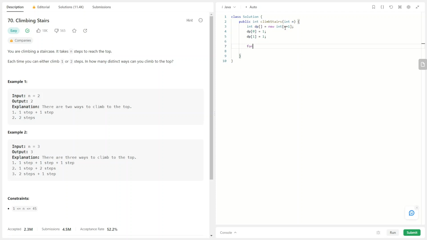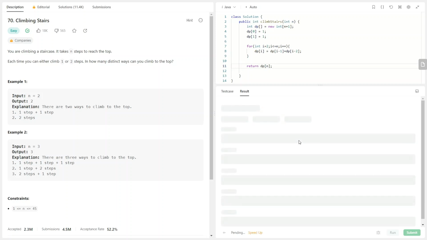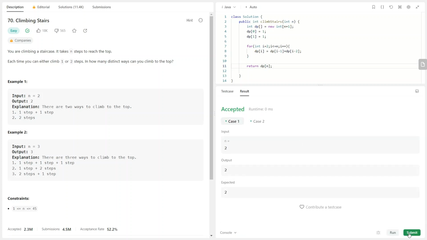Now let's try to fill out the other values. We'll start from 2 because we have already figured out the first two values, and we'll run it till n. We just have to use the same formula we have discussed: dp of i will be dp of i minus 1 plus dp of i minus 2. Yeah, that's pretty much it. That's the code. We just have to return dp of n, that is, dp of n represents the number of ways to reach the nth step. Yes, that's it. Now this should work. Let me try to submit it.